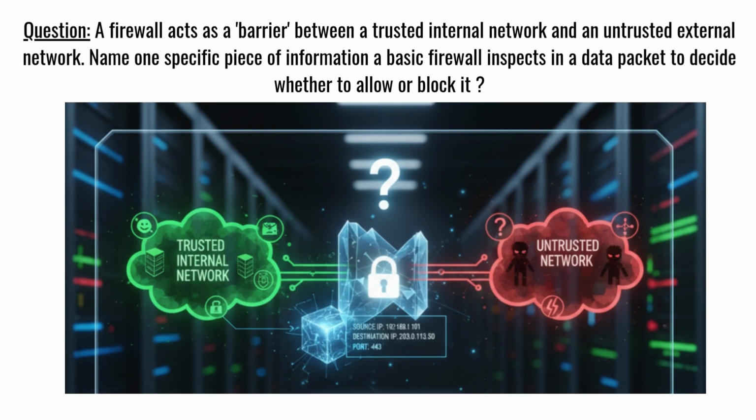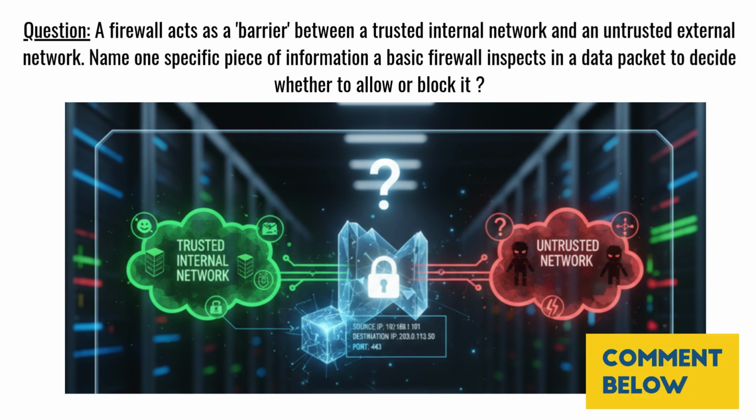Alright, time for your question about today's topic. Question: a firewall acts as a barrier between a trusted internal network and an untrusted external network. Name one specific piece of information a basic firewall inspects in a data packet to decide whether to allow or block it. Let me know your answer in the comments below.